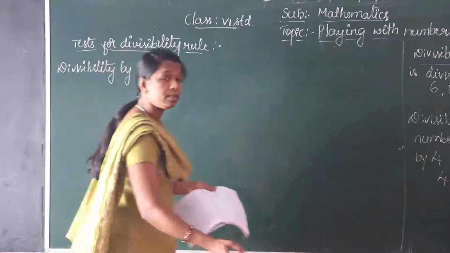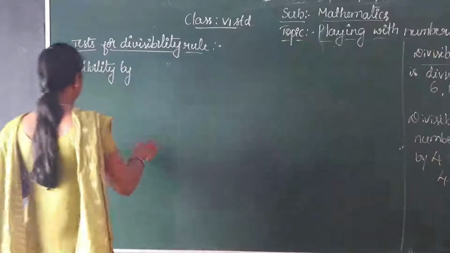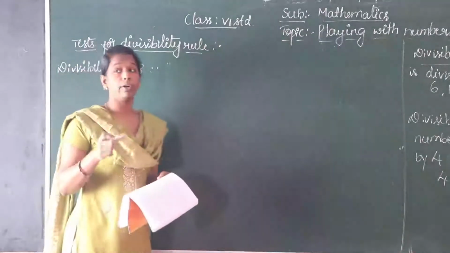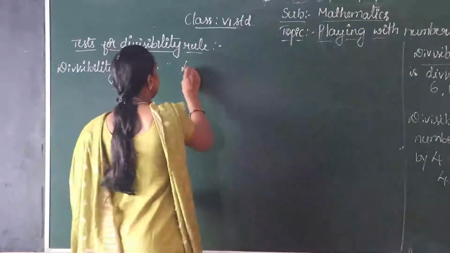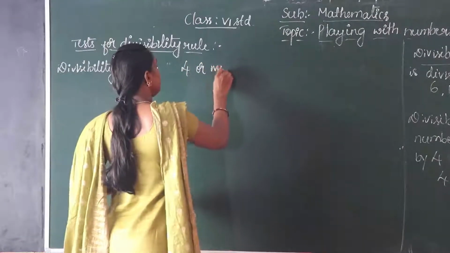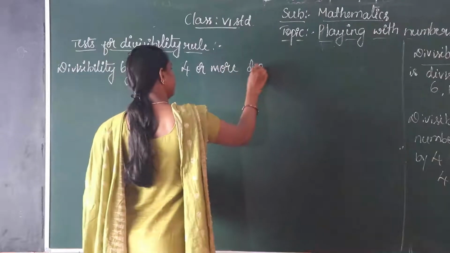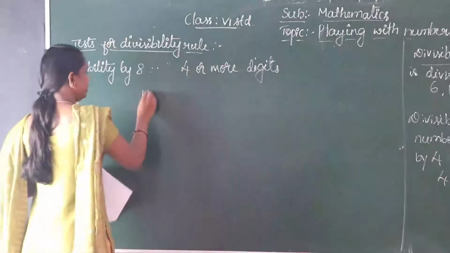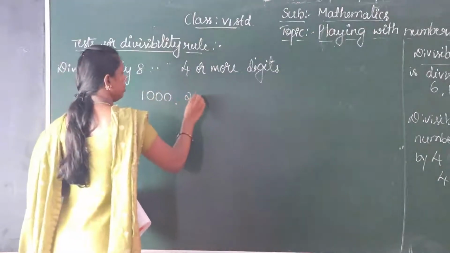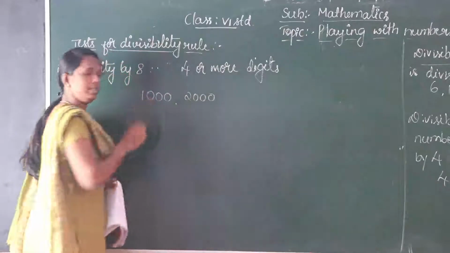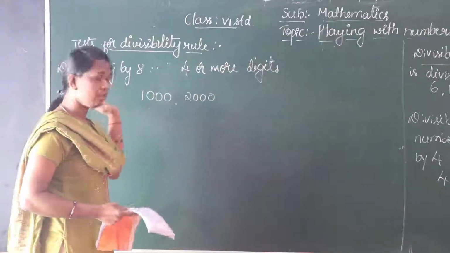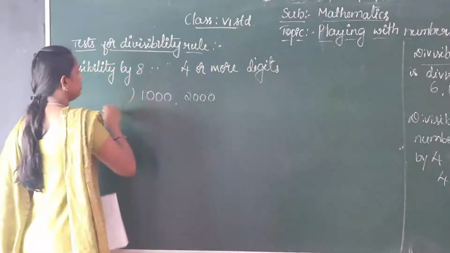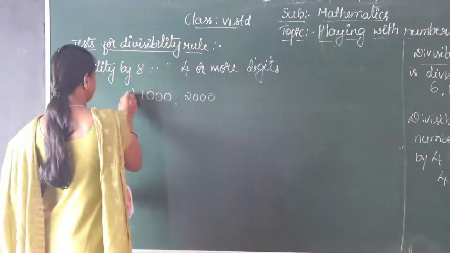Then divisibility rule by 8. If the number has 4 or more digits, it can be divisible by 8. So for example, I will take 1000, 2000. Here I take 4 digits, or if you take more than 4 digits, it is easily divisible by 8. So we can divide this one.